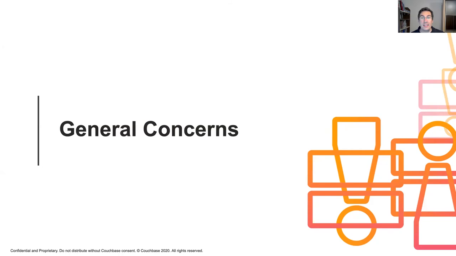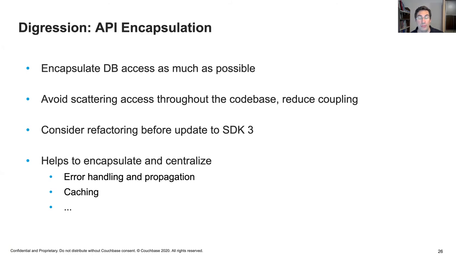Now, let's take some time to talk about the general concerns you want to consider when moving from SDK 2 to 3. Let's take a little digression here. I want to briefly touch on API encapsulation because I think this is very important. Based on our experience working with the field and looking at user applications, if you can, you really want to make sure to encapsulate your database access as much as possible. So you should avoid scattering database access throughout the code base to reduce coupling.